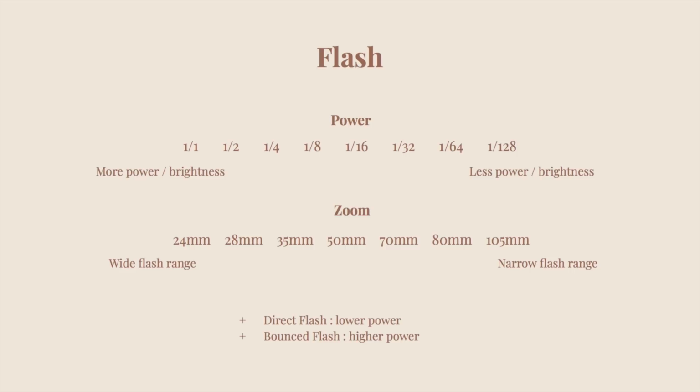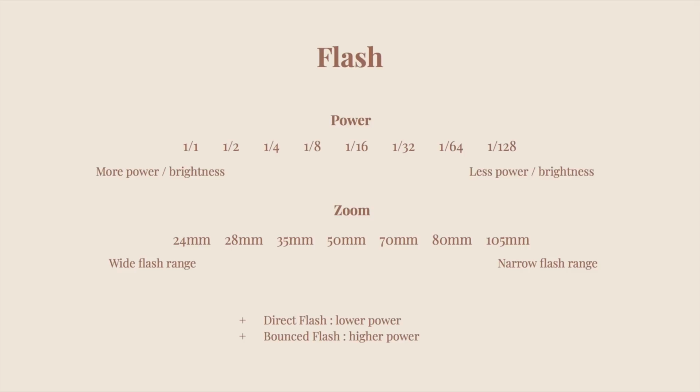So if you are using a wide lens, there's a wide range of flash, and if you're using a narrow lens or a zoom lens, there's a narrow range of flash. It basically comes down to two main ways that we use flash: direct flash or bounced flash. If we are using direct flash, we are shining the light directly at our subject. That means that we need a lower power because the light is going straight at them.